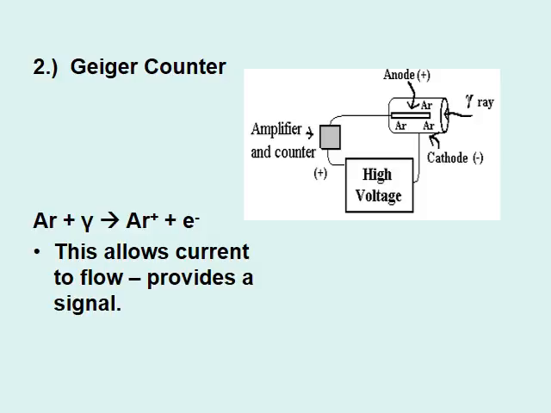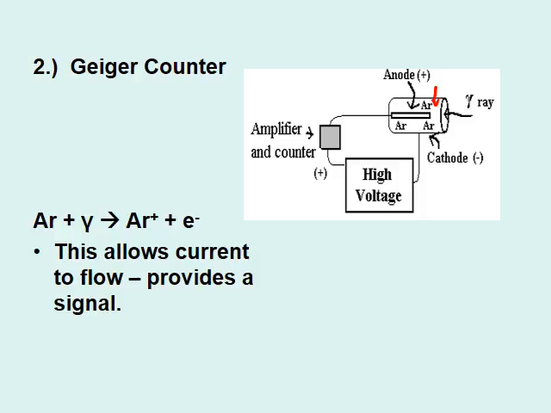The Geiger counter is the most popular detection device of radioactivity. It has a cylindrical container that acts as a cathode and is filled with argon. So you can see here the argon within the cylindrical container. And the central rod acts as an anode.